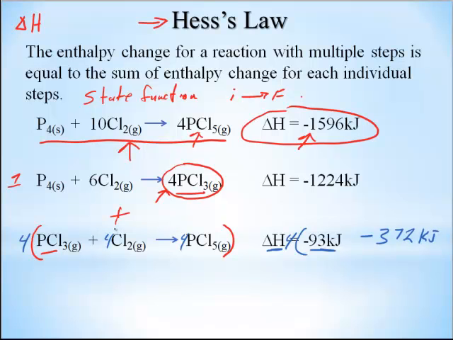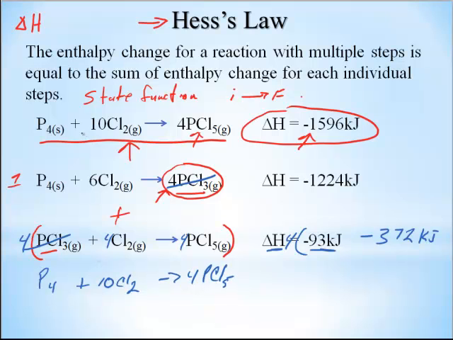Now, by multiplying by 4, let's see if we can get some kind of cancellation going here. 4 PCl3 on one side, 4 PCl3 on the other side. Those cancel. I've got P4 here, plus, look at this, I've got 6 plus 4, 10 Cl2s. And that yields 4 PCl5.